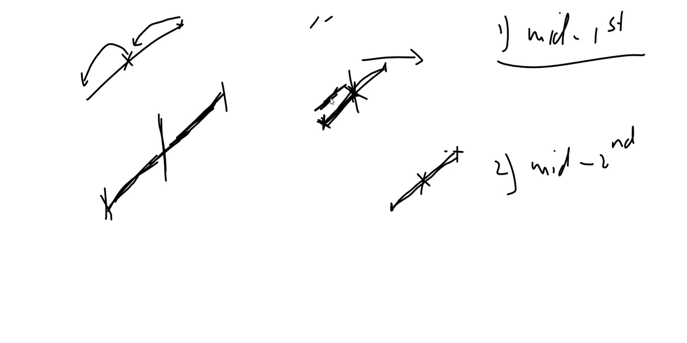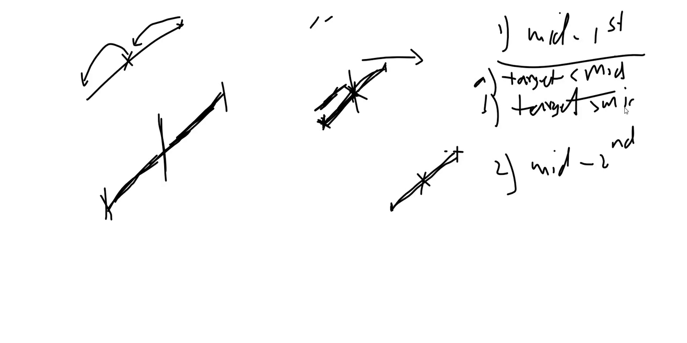So there are two cases here. My target falling in, target is less than mid. This is my sub case, and the other case is my target falling in where I need to go to the right, greater than mid. Here also we'll have two sub cases.